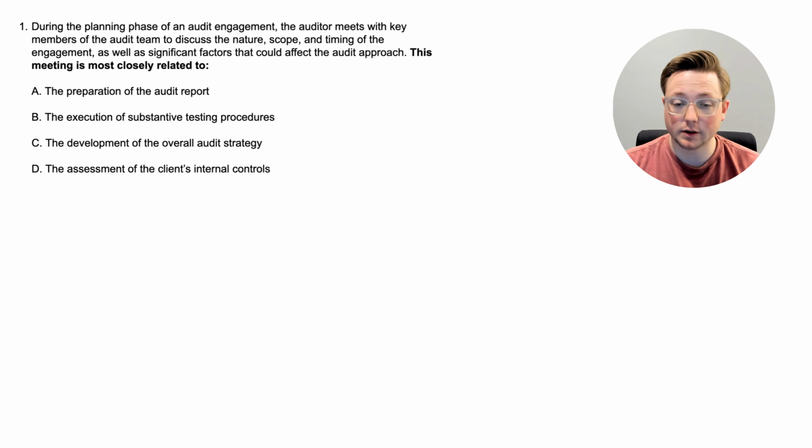Option A, the preparation of the audit report. B, the execution of substantive testing procedures. C, the development of the overall audit strategy. Or D, the assessment of the client's internal controls. Okay, so if you have any idea what the correct answer is, that's great, but most likely you don't. This might be the first time you're going through this, or you're doing this video to get help with this. So we're going to just use this question and the explanation to start learning about the audit strategy. We don't really have to spend too much time up front. Let's just dive into the explanation to start learning about it.